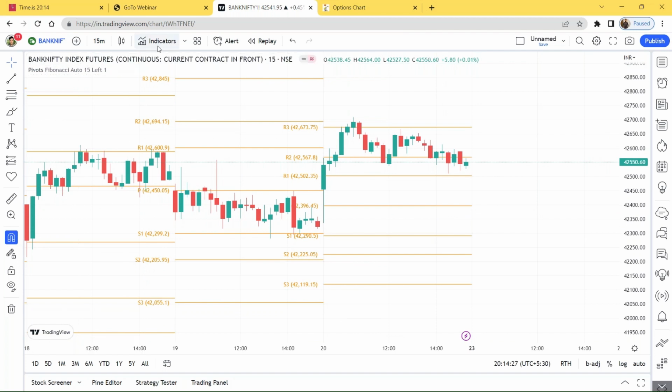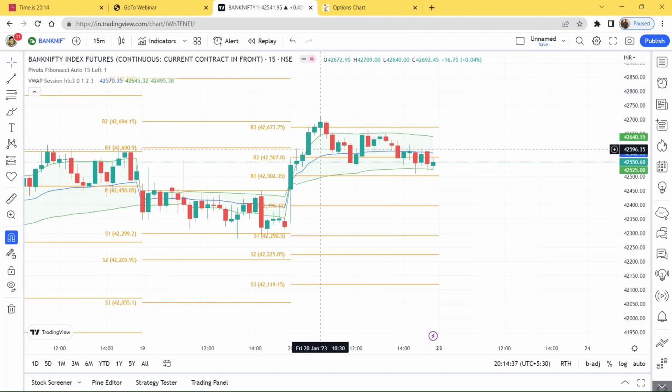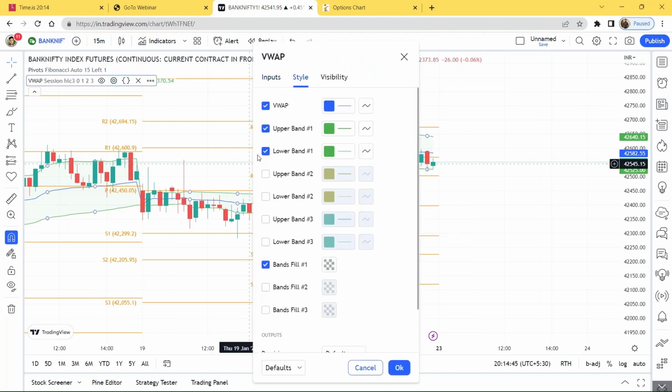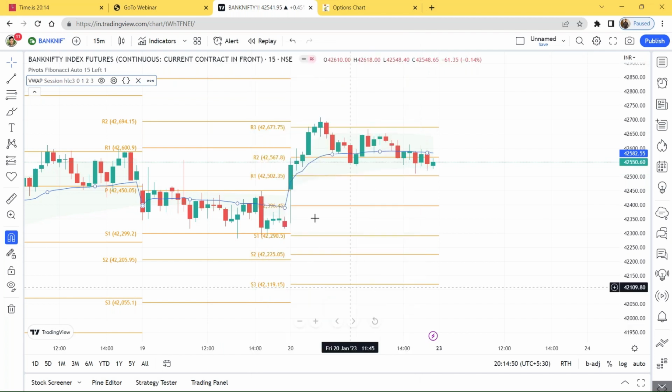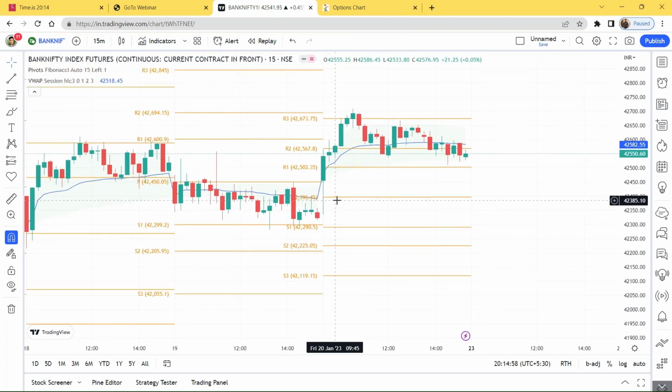Now we will add the second indicator, which I told you, volume weighted average price, in short known as VWAP. As soon as you click VWAP, you will see three lines, but we don't have to use the upper band and lower band. So again we go to the settings, and in the style we uncheck the upper band and lower band. The blue line you are seeing here is the VWAP. So only two indicators: the first is Fibonacci pivot points, not the standard one, and the second is the VWAP line.